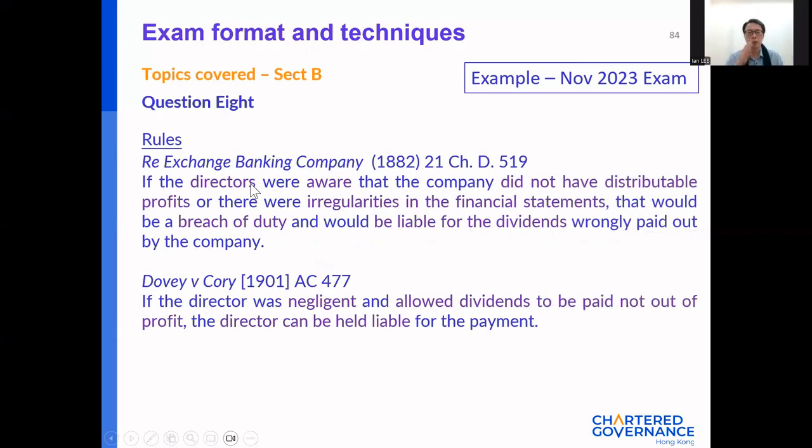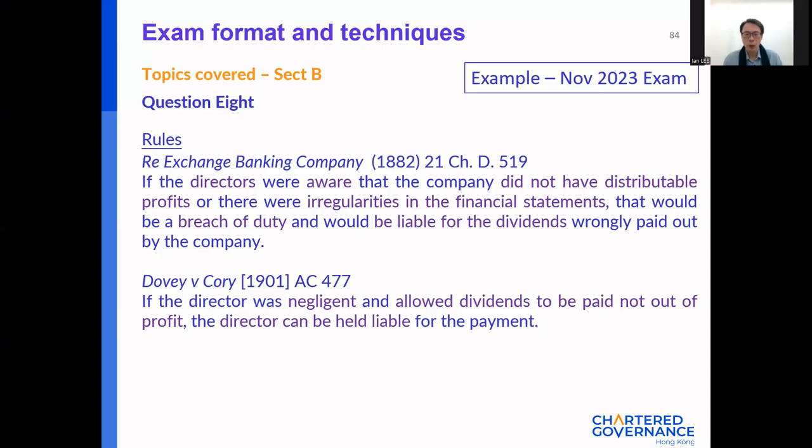Okay, so let's look at some court cases. If the directors were aware that the company did not have distributable profits and there were irregularities in the financial statements, that will be a breach of duty and they will be liable for dividends wrongly paid out by the company. So remember, it's usually the directors that would declare the payment of dividends. Directors usually are in the best position to know the financial position of a company, whether the money paid out as dividends is out of distributable profits or not.